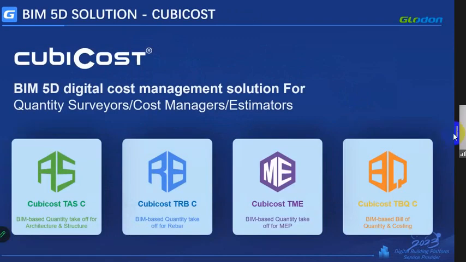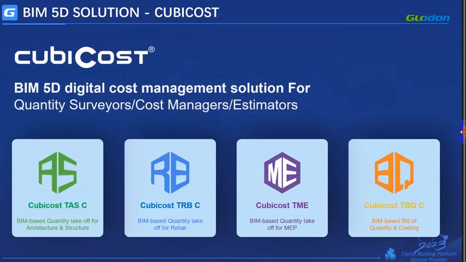Okay, so actually the Cubicost 5D solution has four solutions for the different fields of quantity surveyors, cost managers, and estimators. The first one, TAS, is the BIM-based quantity takeoff for architecture and structure, TRB is for rebar quantity takeoff, TME is for the MEP, and TBQ is the BIM-based view of quantity and costing.